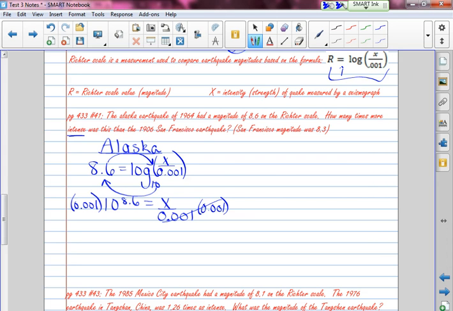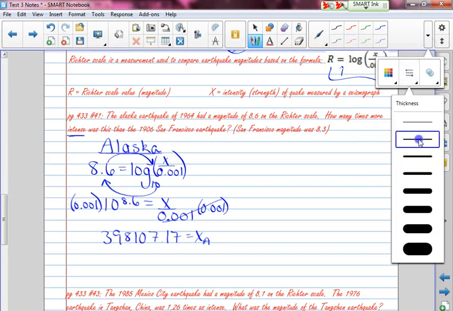So when you do that and you type that in your calculator, you get a very large number. You get the number 3,398,107.17, which is your X for Alaska. Very large number. Now I need to find my X for San Francisco.